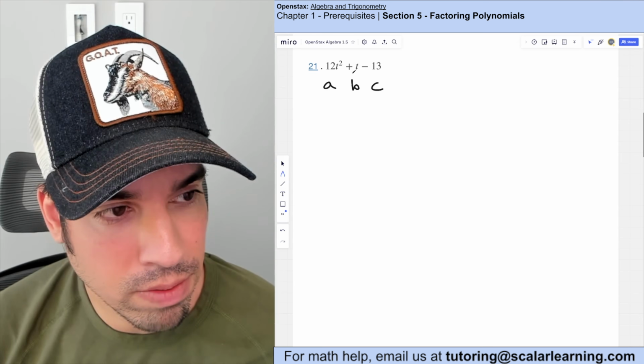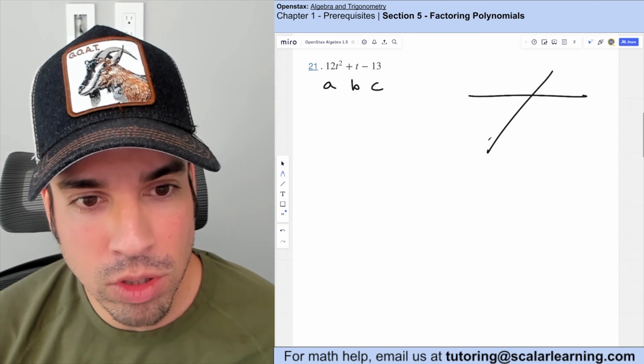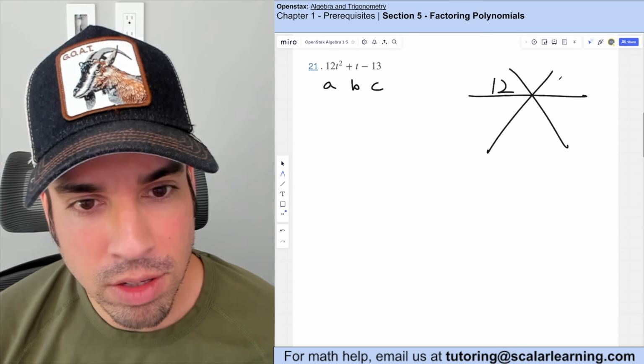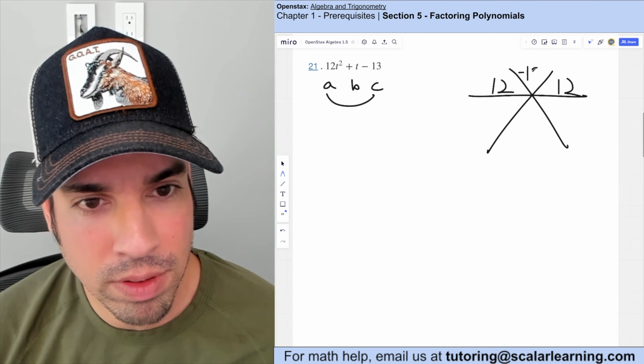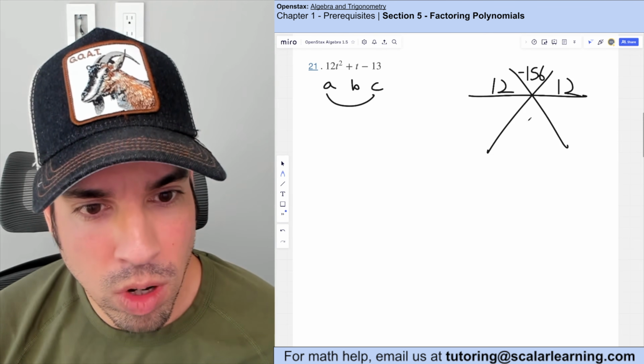Here we've got our A, B, and C terms. And by the way, that B is an invisible 1. So now we're going to set up our star system. A goes up here and here. A times C goes here. That's negative 156. And the B term, the 1, goes down here.